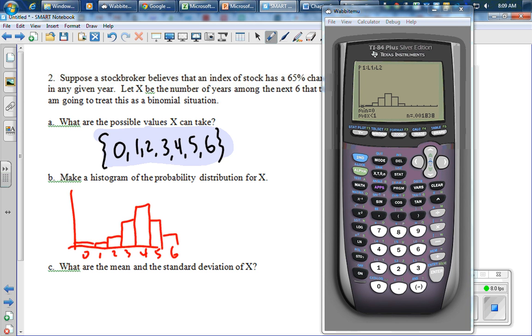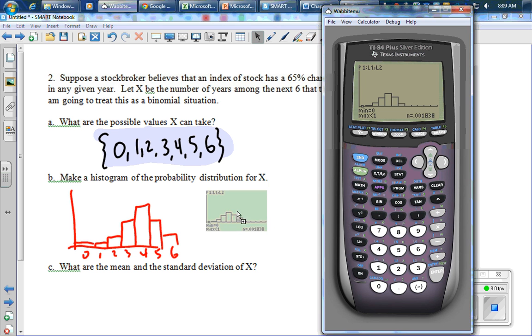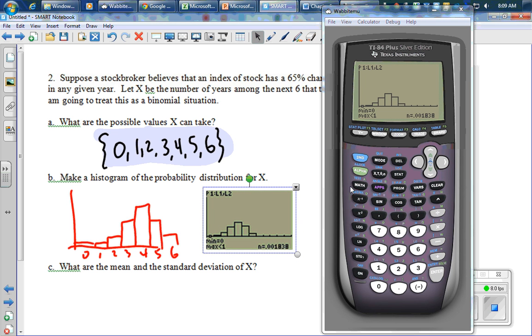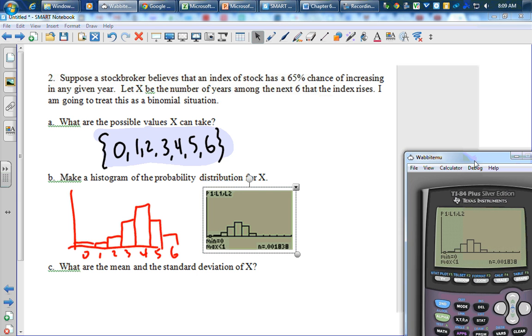And I have the advantage of technology. I could simply do that to get my graph. I'd love you to have a scale and label and title on all that, but making it was also a big deal. What are the mean and the standard deviation of X?